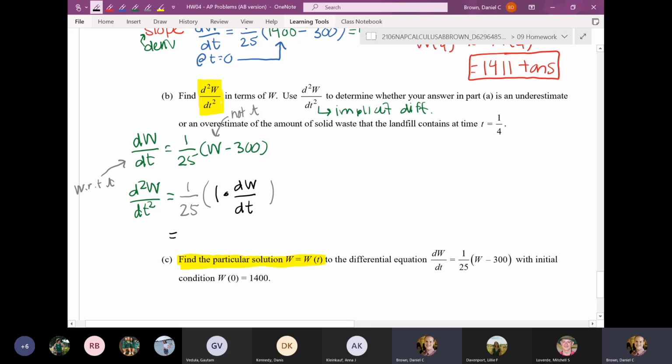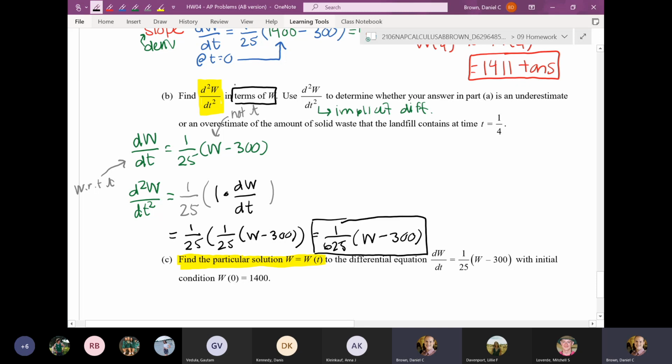And then we just want to finish it out because we do want to put it in terms of w. So 1/25. What is dw/dt? 1/25 (w minus 300). Simplifying if you want, 1/625 (w minus 300). And that would be the second derivative. So we've done the first part of that problem. I'm going to pause there. Any questions with finding that second derivative or with the implicit differentiation? No. All right, thanks, Mitchell.